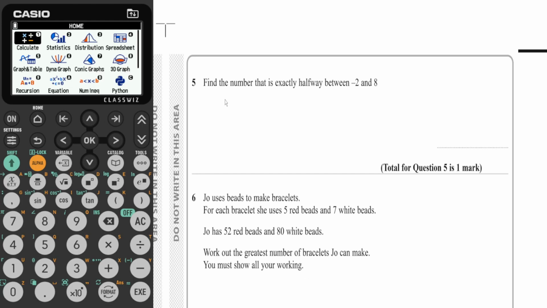Question number 5. We have to find a number that is exactly halfway between -2 and 8. The way we can do this is to find the average of these two numbers. In other words, the mean of these two numbers, and that will tell us what is exactly halfway between -2 and 8. So here we would have -2 plus 8 divided by 2. -2 plus 8, that is 6. So we have 6 divided by 2, which is 3.